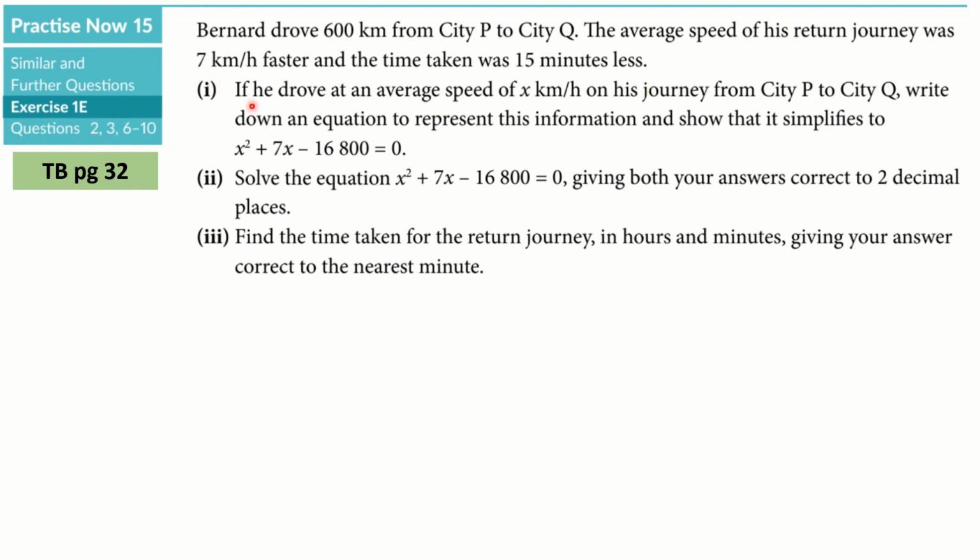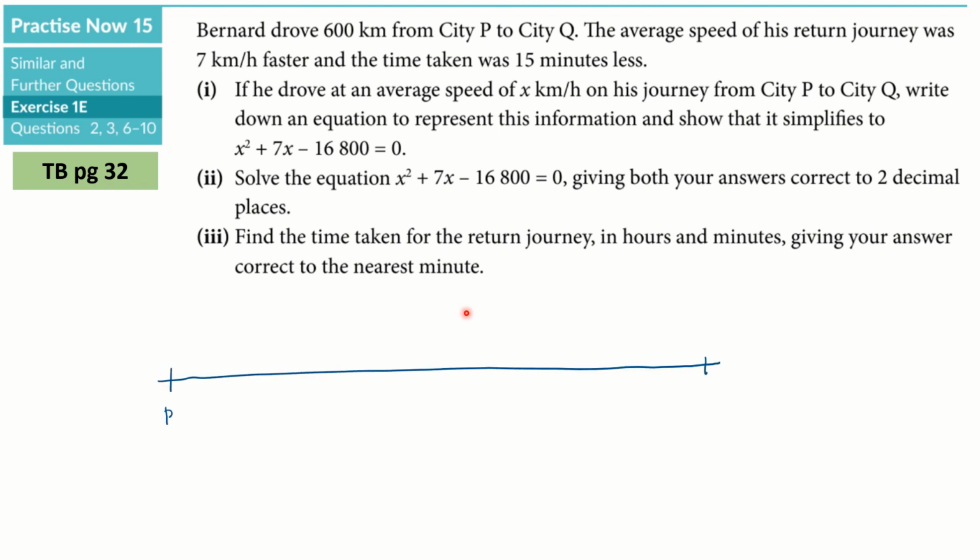In part I, it says that if he drove at an average speed of X kilometers per hour on his journey from city P to Q, we want to write down an equation to represent the information that has been provided and show that it simplifies to this. Typically, when it comes to a problem that involves speed, distance, and time, I like to draw a diagram to represent the situation. So this is how I would draw my diagram.